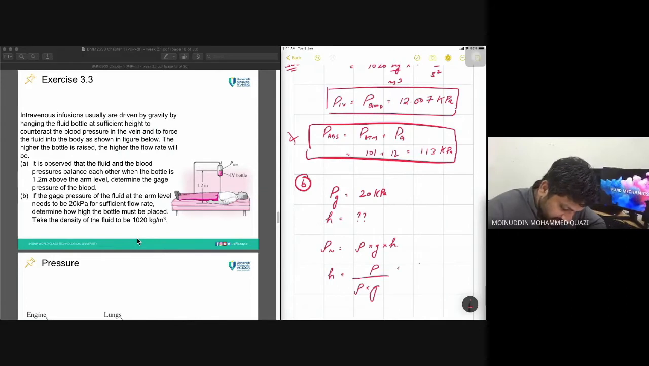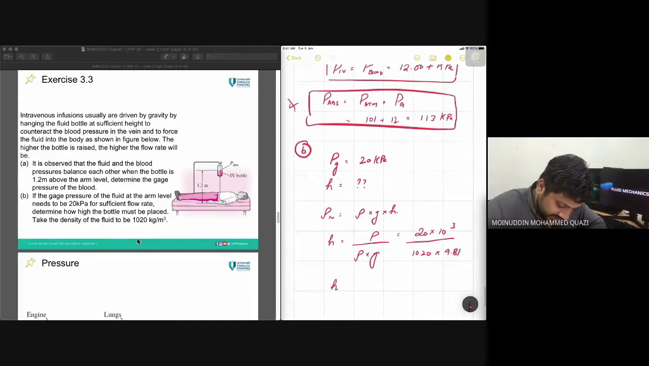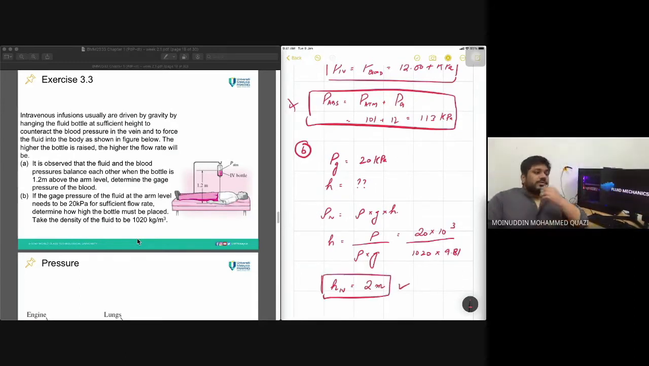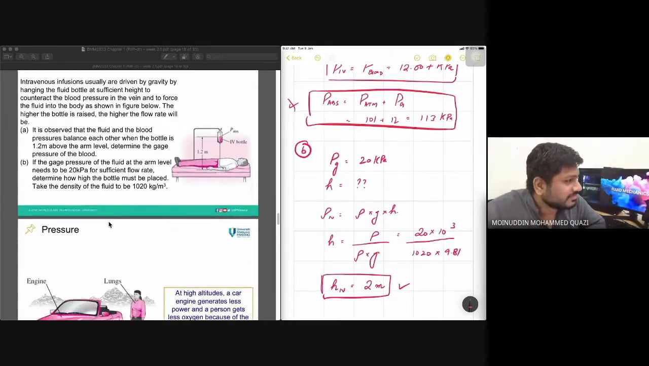This is equal to 20 kilopascal into 10 to the power 3, since kilopascal into pascal is 10 to the power 3, divided by density, 1020, multiplied by 9.81. So the height of the IV fluid comes out to be 2 meters. So this is the answer.